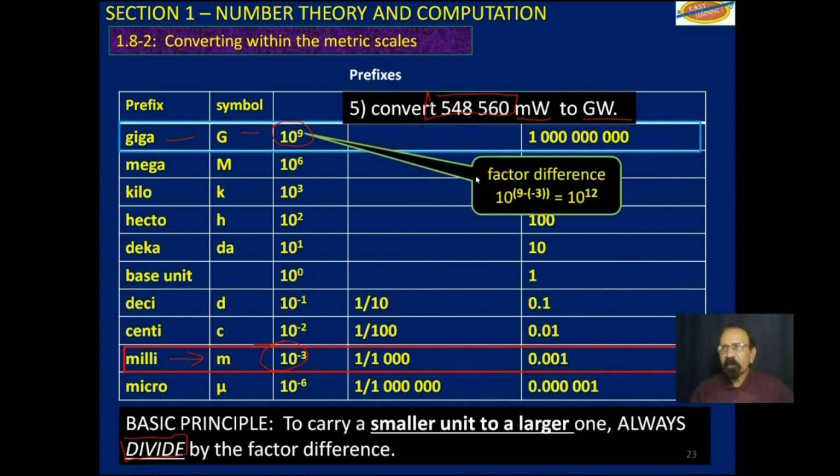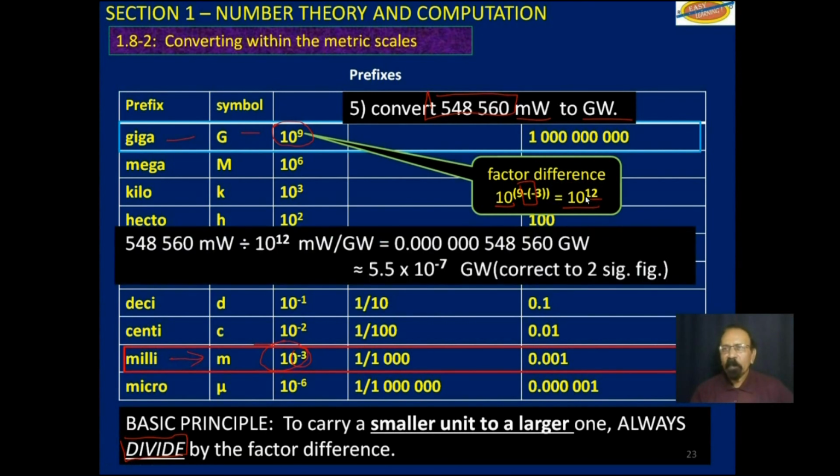Let's see our factor difference. 10 to the 9th power minus a negative 3. That two negative would give us a positive, so we add a 9 and 3 and we get 12. So our factor difference is 10 to the 12th power. So we will divide by 10 to the 12th, and you actually get this answer.